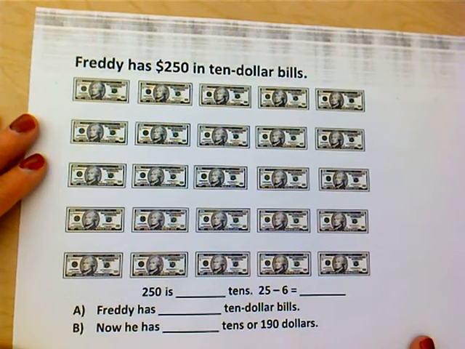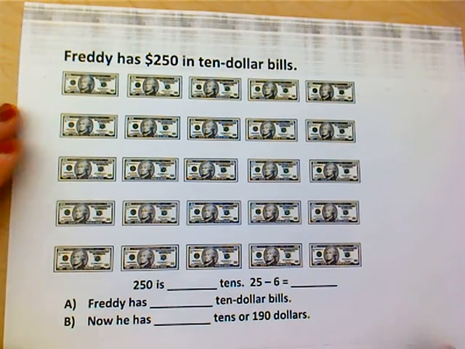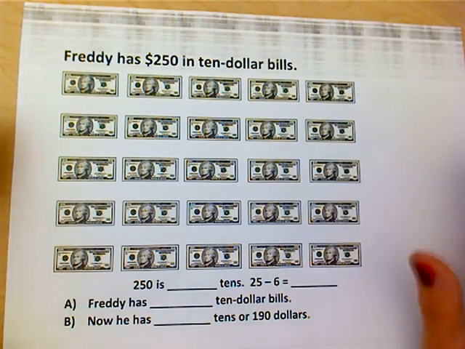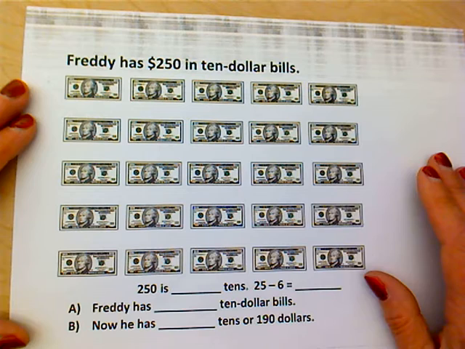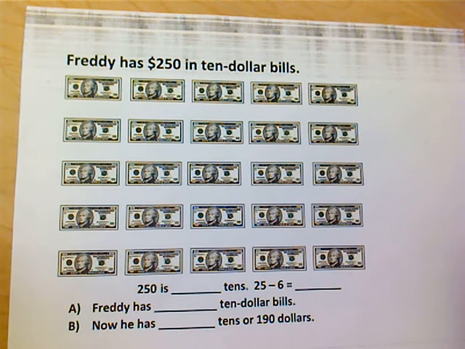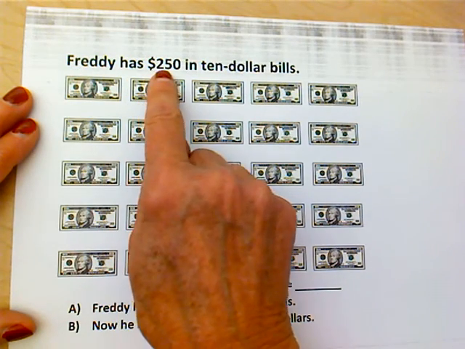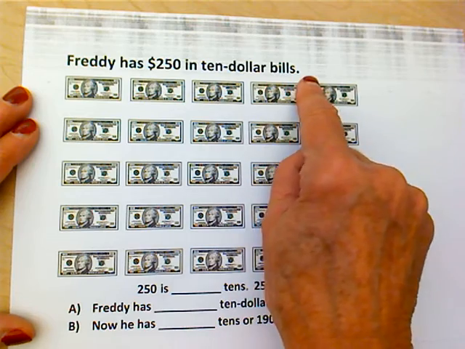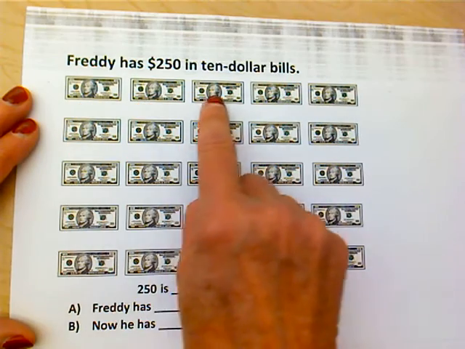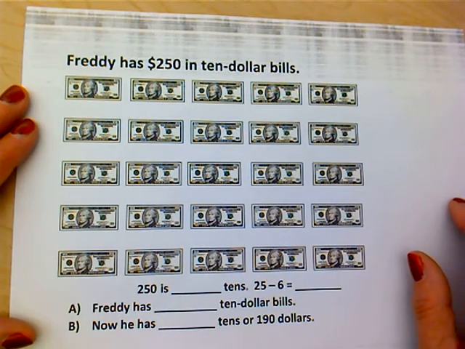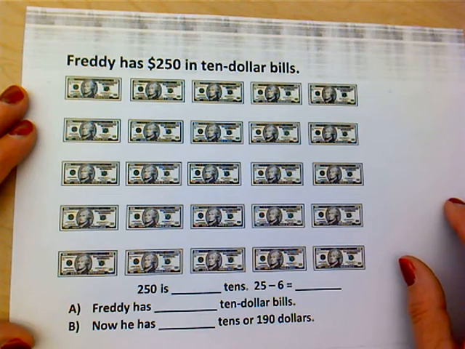All right, so now we're going to take a look at our problem application. Miss Starr has made this one a little bit easy for you because you don't have it at home. They didn't include it in the packet, so we're going to have to do it together. So we have Freddie, who starts off with $250 in $10 bills. Those are pictures of real $10 bills. Let's count and see if he does have $250.